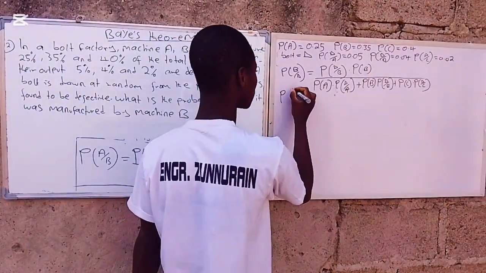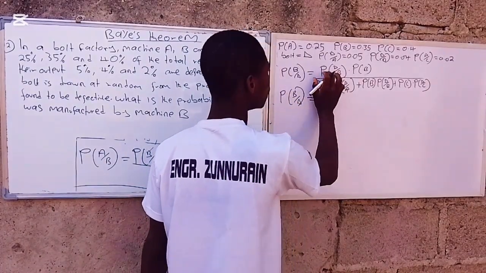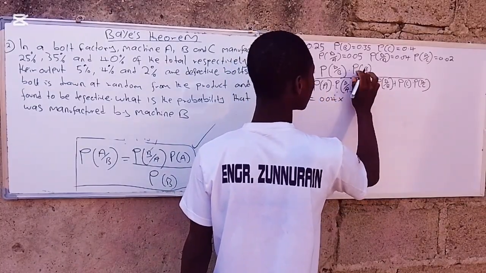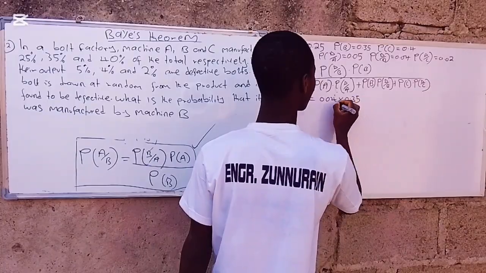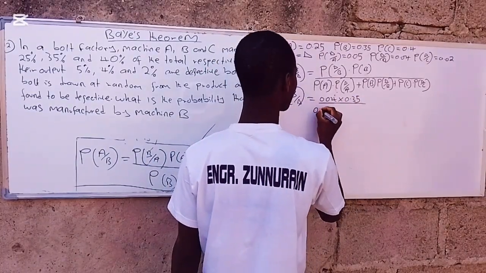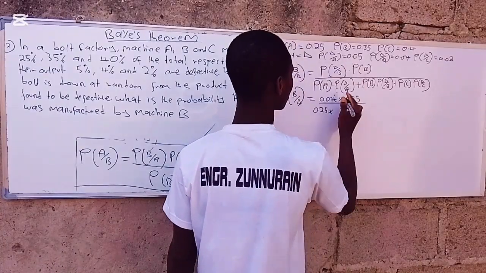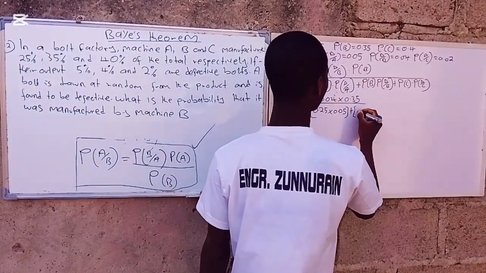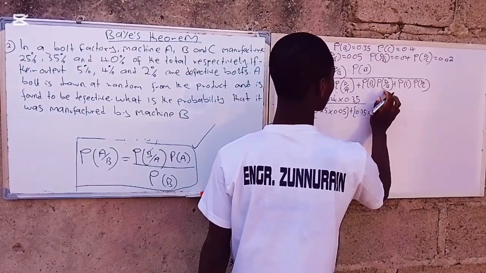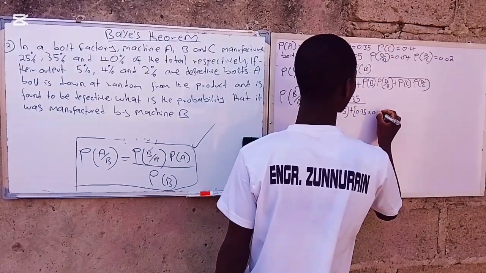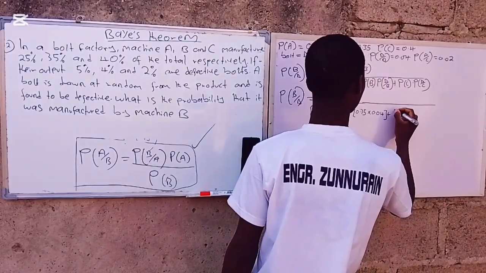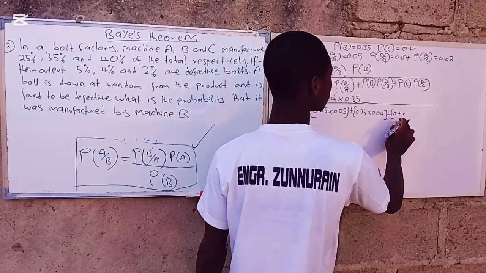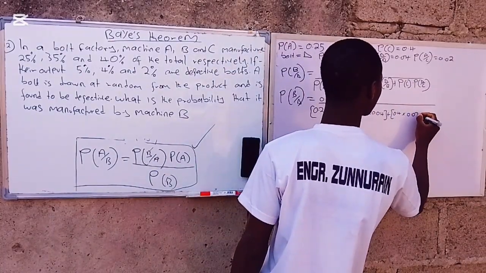The next thing is that I have to substitute. The probability of B against D shall now be equal to probability of D against B, which is 0.04, multiplied by probability of B, which is 0.35, divided by the probability of A, which is 0.25, multiplied by probability of D against A, which is 0.05, plus probability of B, which is 0.35, multiplied by probability of D against B, which is 0.04, and therefore plus probability of C, which is 0.4, multiplied by probability of D against C, which is 0.02.